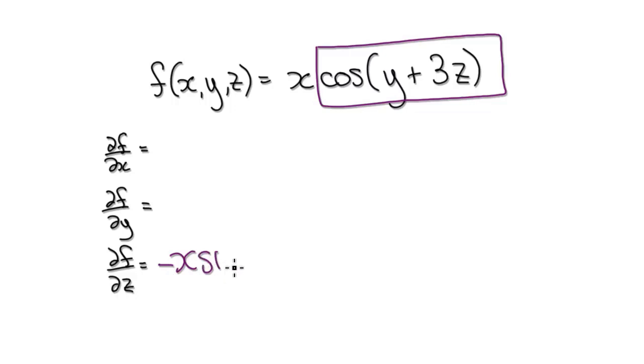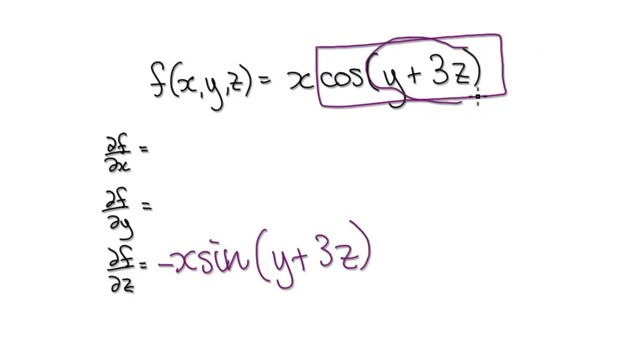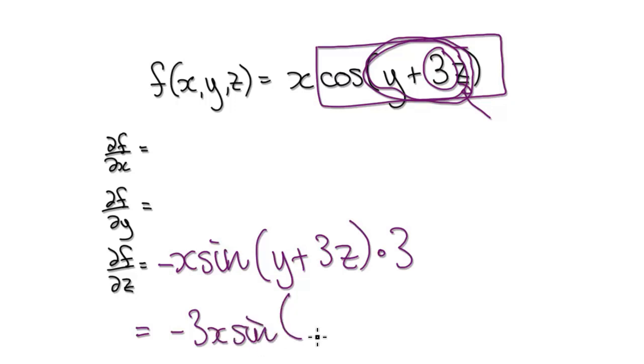Differentiate this, it would be minus sine, the bubble stays intact, and then times the derivative of the bubble itself. Remember, this is the bubble itself, and z is the variable, y is a constant. So when you differentiate it with respect to z inside the bubble only, it would just be 3. So times 3. So if you tidy this up, it would be negative 3x sine of y plus 3z.